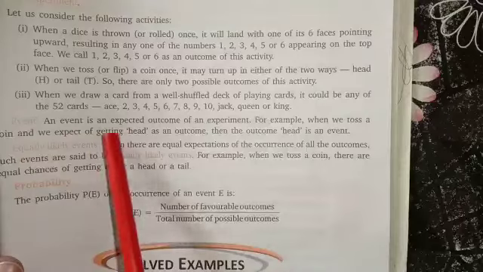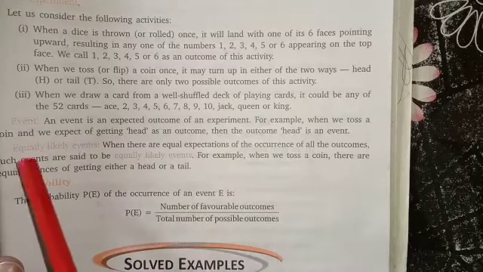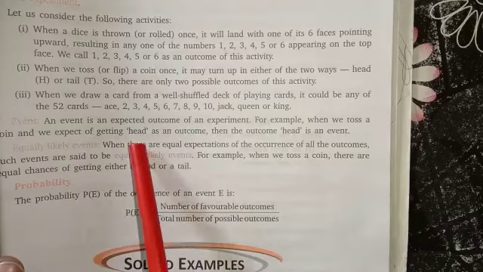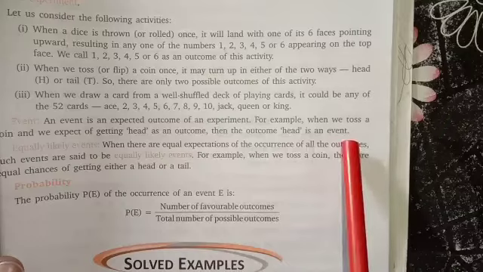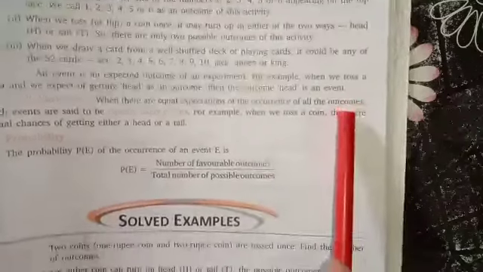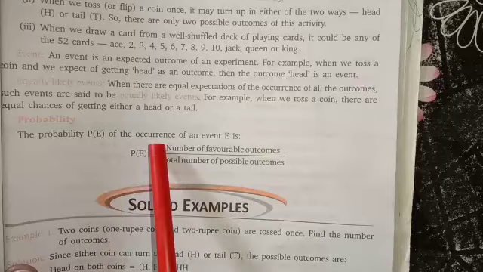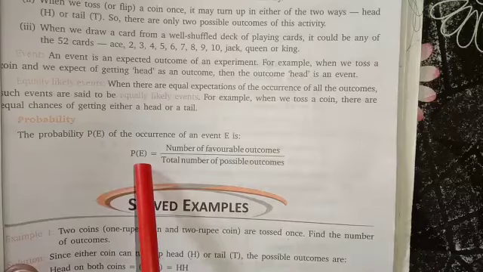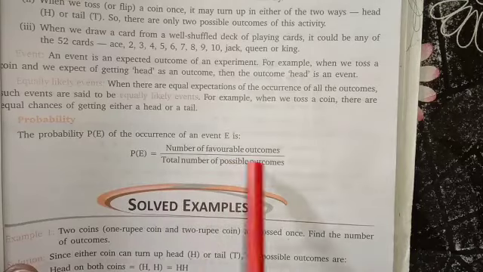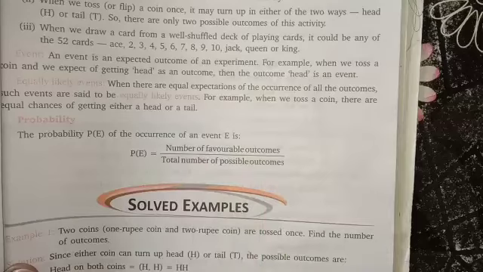Event. An event is an expected outcome of an experiment. For example, when you toss a coin, we expect to get a head as an outcome. Then the outcome head is an event. Now, how to find the probability? The probability, denoted by P(E), of the occurrence of an event E is equal to the number of favorable outcomes divided by the total number of possible outcomes.